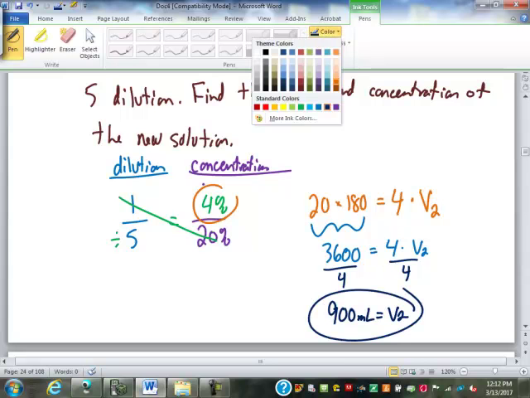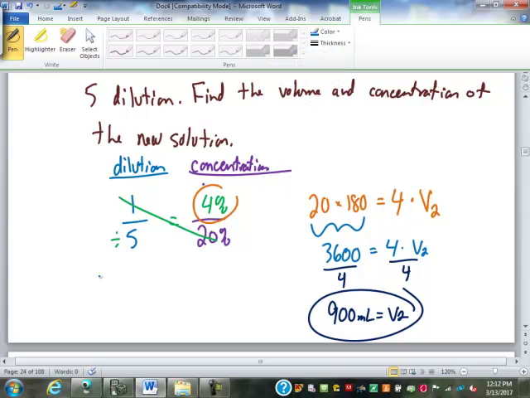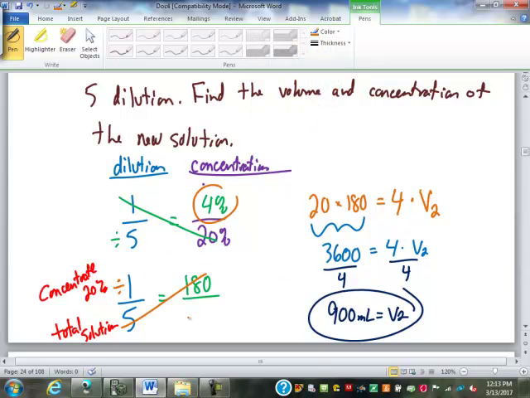The other way we could have done that is we could have used our dilution of 1:5, remembering that the 1 is the concentrate, so that's the amount we have of the 20%, and the 5 is the total solution. And we had 180 milliliters before. If we do 5 times 180 divided by 1, that is 900 milliliters afterwards.